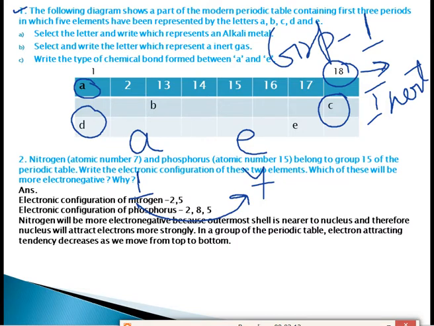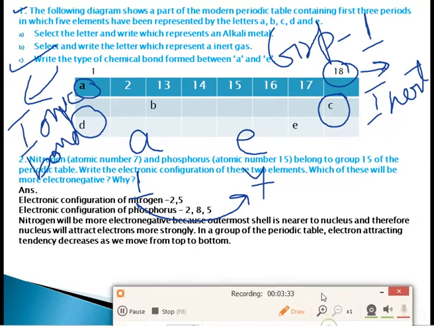Since A is a metal which transfers one electron to a non-metal, that is the element which is present in group number 17, they will form an ionic bond. So the answer of the third question is ionic bond, which is formed by the transfer of electrons. So that's all about this question number 1.